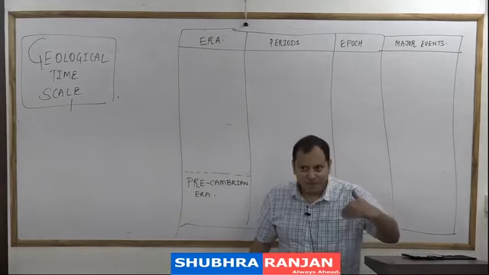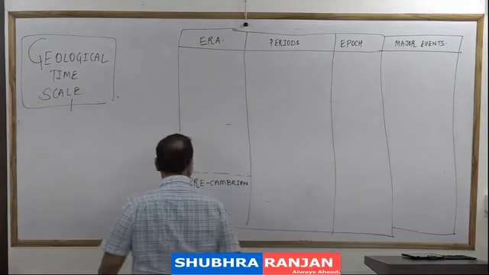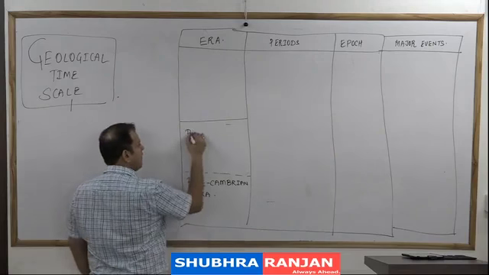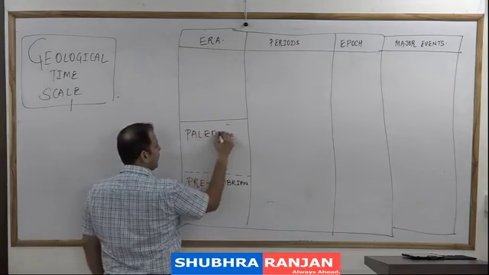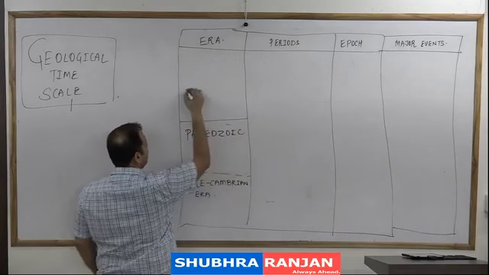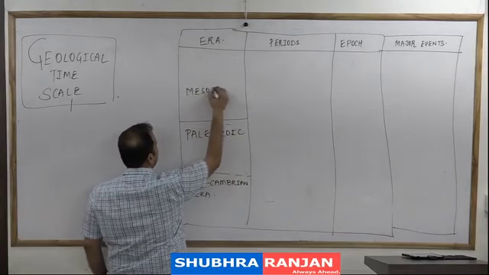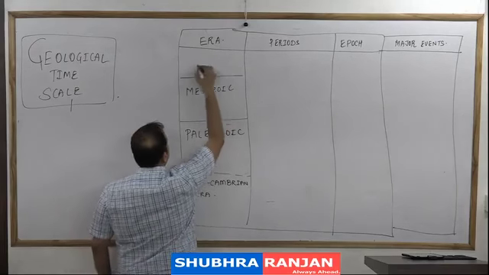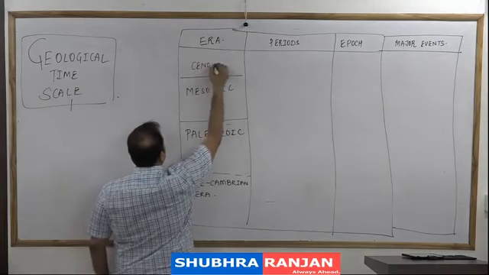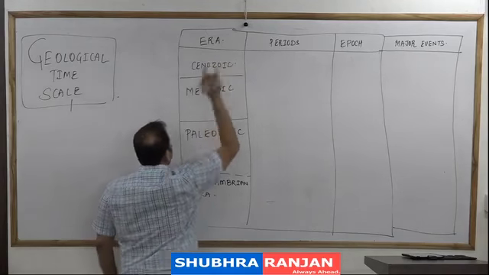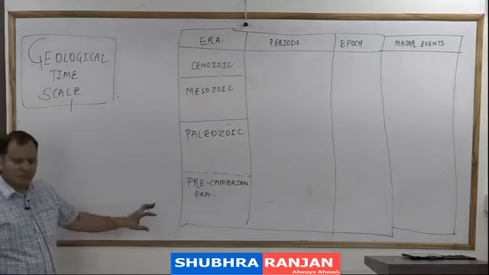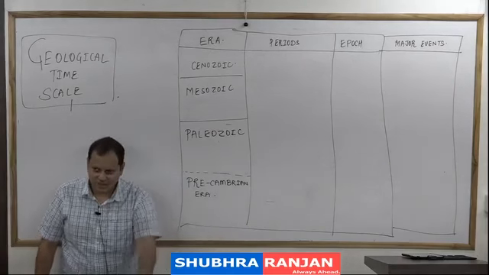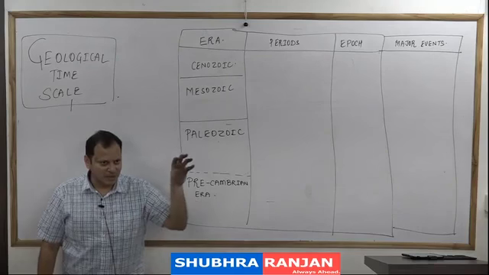And उसके बाद, see, it is very easy to understand. उसके बाद we divide the eras into Precambrian era के बाद we have Paleozoic era. After that we have Mesozoic era. And after that we have Cenozoic era. Simple English word है. Paleo means old, Meso means middle, Ceno means recent. So Paleozoic, Mesozoic and Cenozoic.